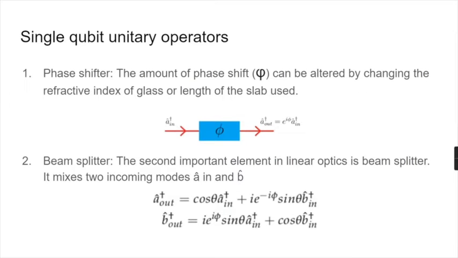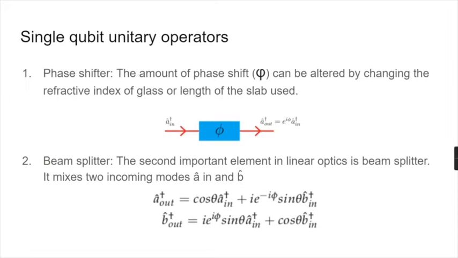Next are single qubit unitary operators. The first one is the phase shifter. The phase shifter is, if we take a slab of variable refractive index.